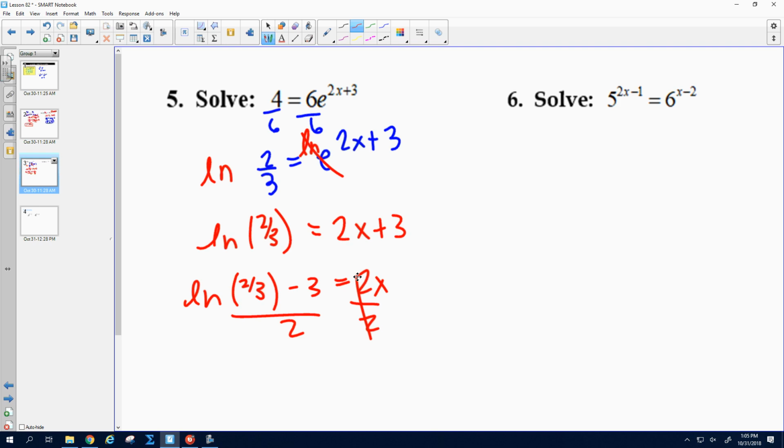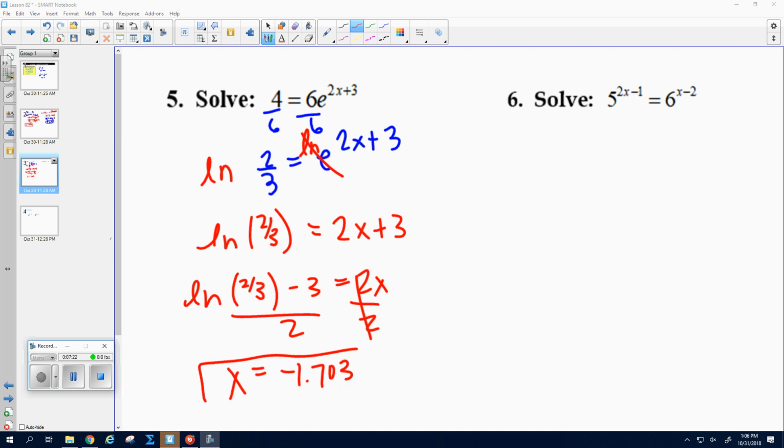So all of you guys go ahead and try it. Y'all got it. Good. So everybody got -1.703. Lovely. All right, so number 6, go ahead and write that one down.